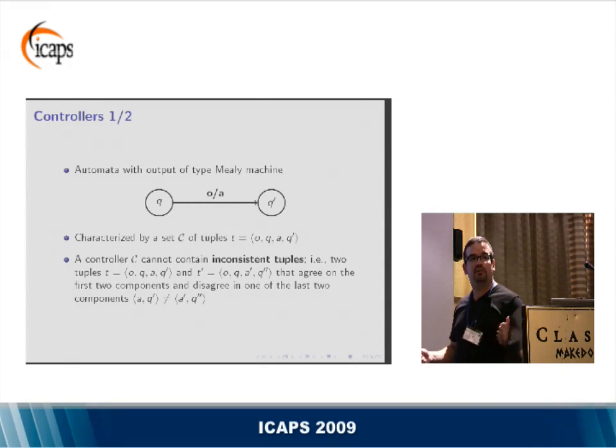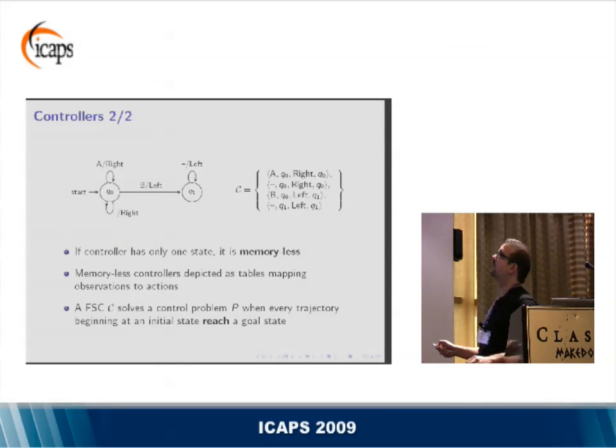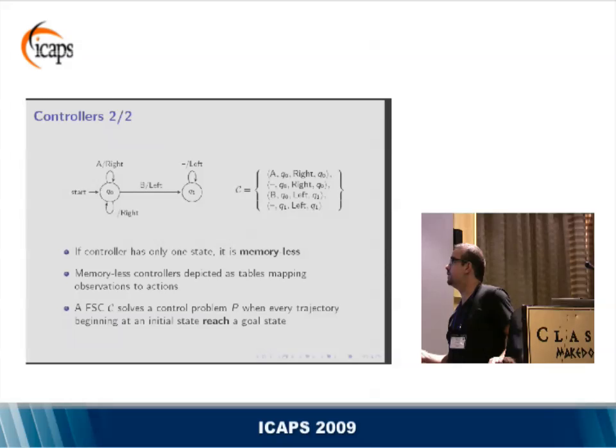There is also a consistency property of these tuples: a controller cannot contain two tuples that, being in the same state and receiving the same observation, do contradictory things, like going to a different state or applying a different action. So a given controller like that one can be characterized by a set of tuples. These are basically the edges in the automaton. And if the controller has only one state, we say that the controller is memoryless. When you have two states, the controller has a bit that it can remember. Memoryless controllers are going to be depicted as tables. It's easier. Otherwise, you would have just one state and all those loops. So it's easier to depict a memoryless controller as a table.